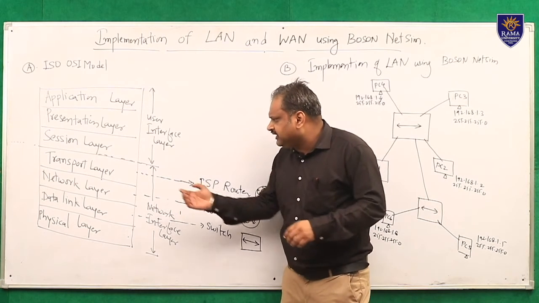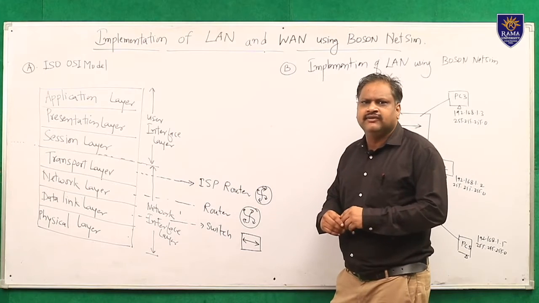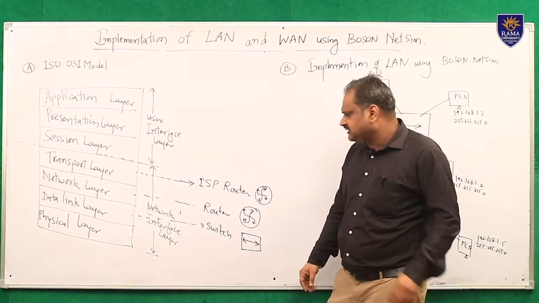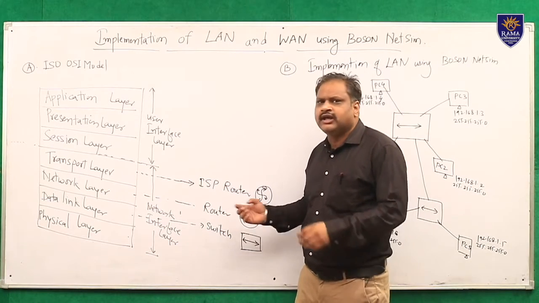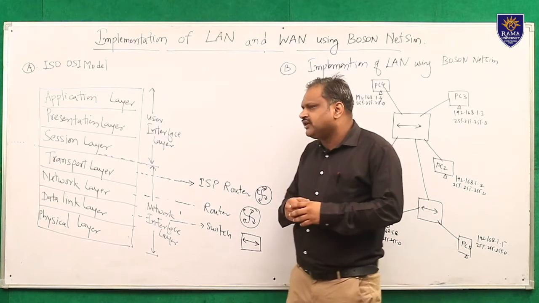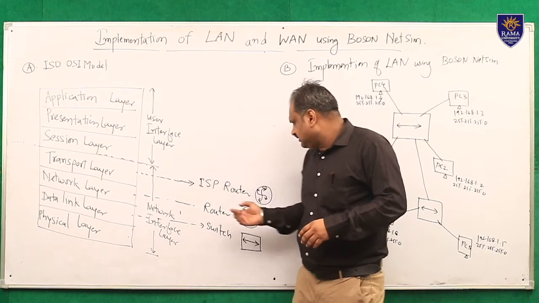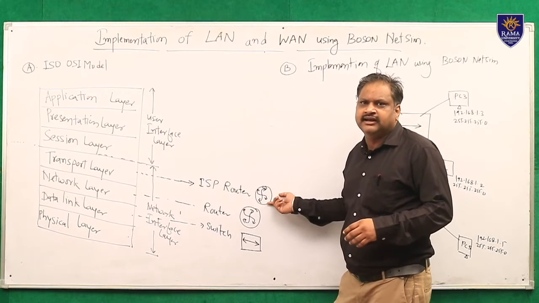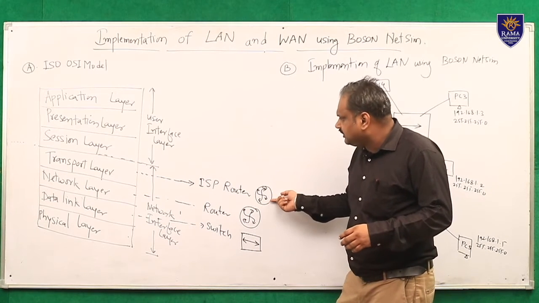Then we move to the next part, the network layer, which works on the logical address and contains the device known as a router. The symbolic diagram of the router is this way. And when we move to the transport layer, it contains the ISP, the internet service provider router, which looks like this.